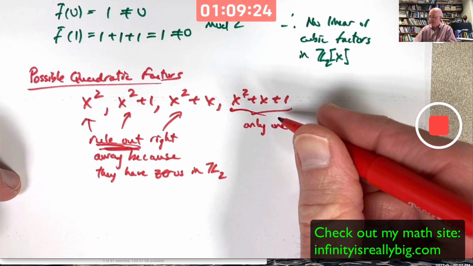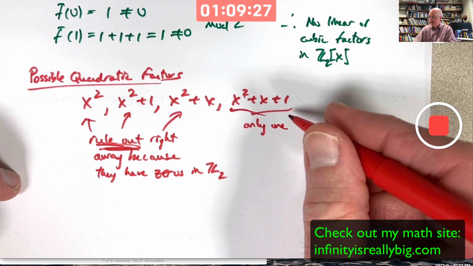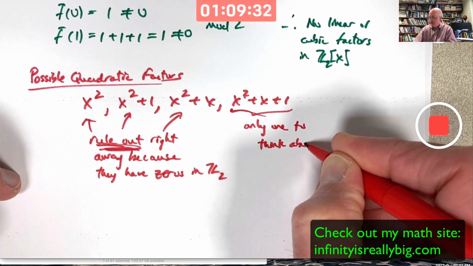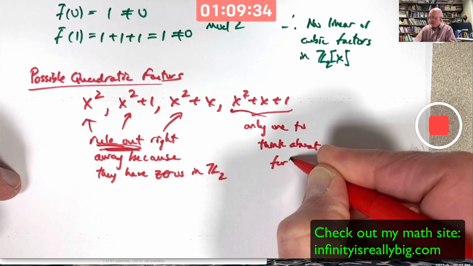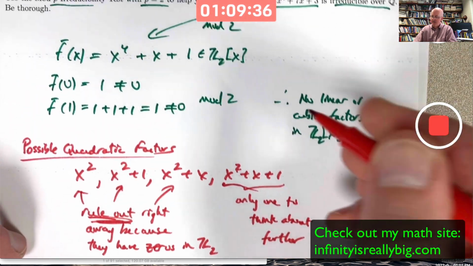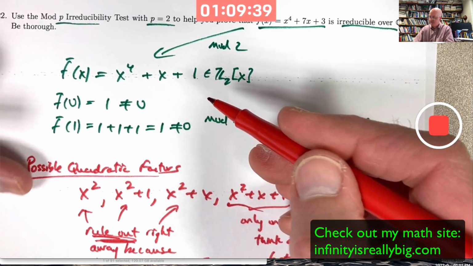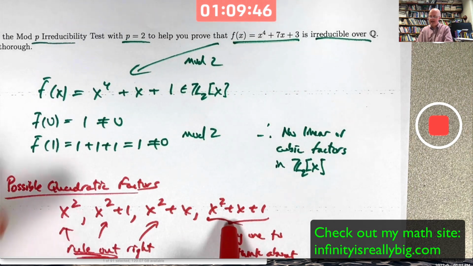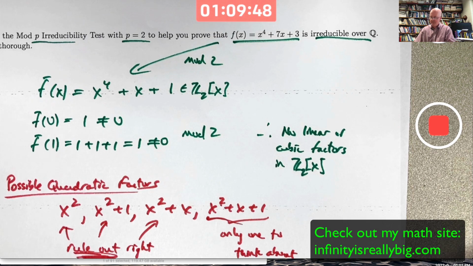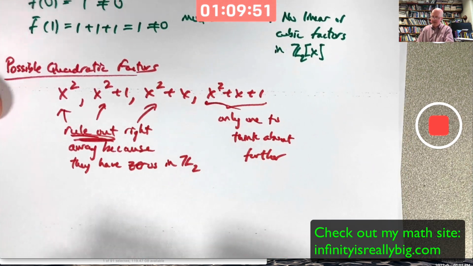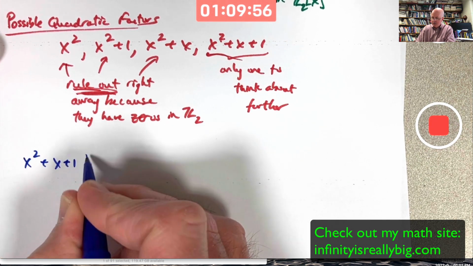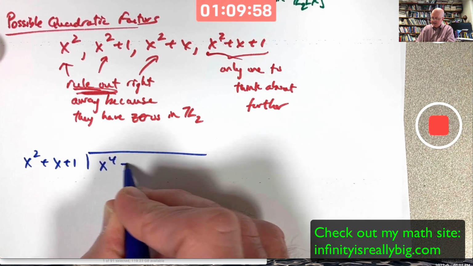This doesn't have any zeros in Z2, neither 0 nor 1. Why can it not be a factor of this 4th degree polynomial? That can be confirmed with long division. Divide this into that and see that you get a non-zero remainder. Let's see if that happens. Dividing x squared plus x plus 1 into the original polynomial.